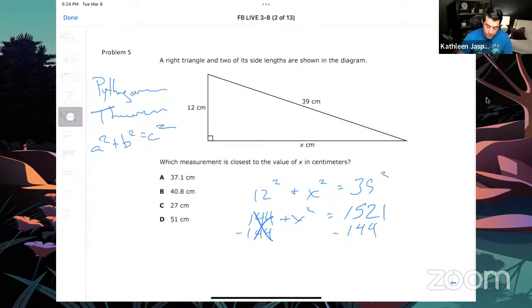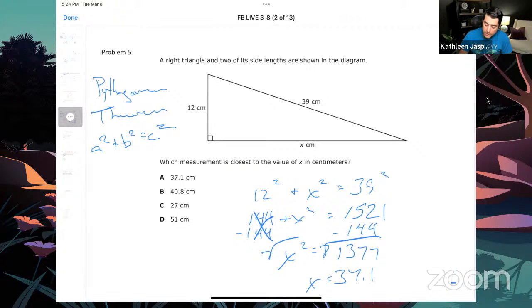So I've got this 1521 minus 144 is going to give me 1377. X squared is equal to that. Now we know the last thing we do, once we get everything to one side, is that it's X squared, which means we need to square root it. And that's just one click of the button. Every calculator that you get for your test has to have a square root button. Okay, they can't expect you to do square root by hand. That's crazy. So the square root of 1377 ends up being X equals 37.1.